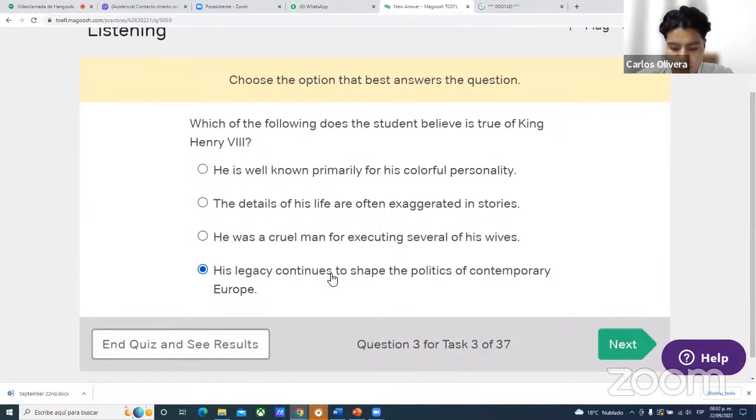I think this was the correct answer, because I think that he said at one point during his conversation with this particular professor, or faculty member from the university, that he considered that Henry shaped the current European politics. So I think this will be the correct one, although I am doubting a little bit on this one. But nonetheless, I think the correct answer will be this one. Let's see, and we're going to check it later.